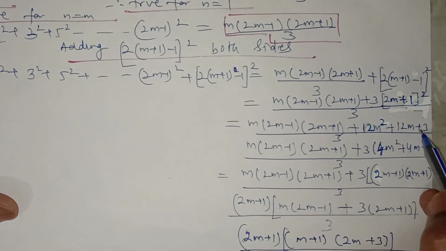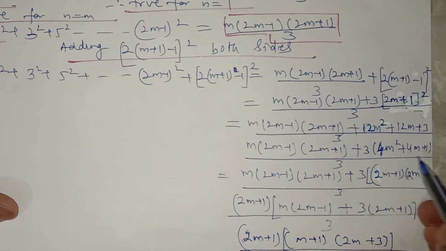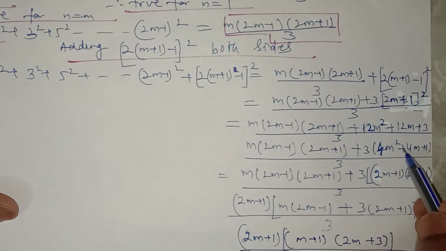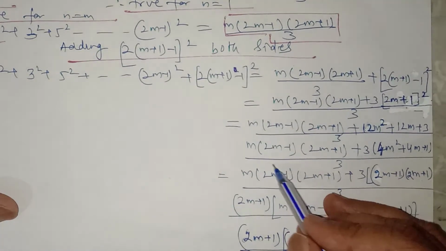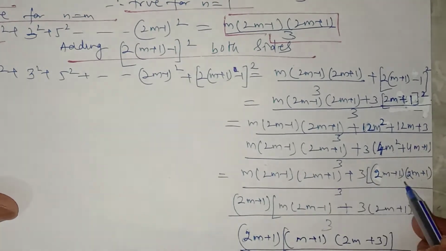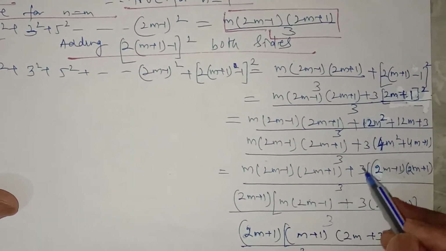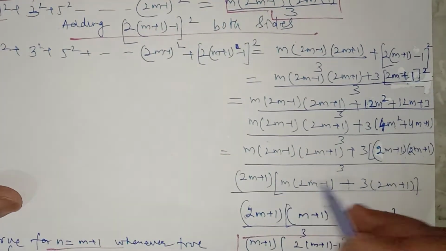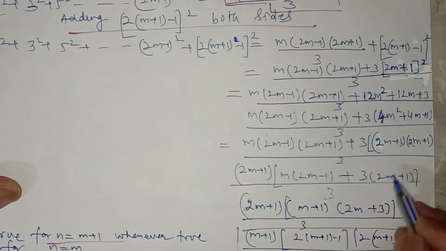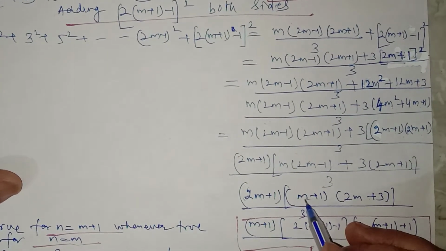We are getting this, and taking 3 common, it is equal to this, and the factor of this will be 2m plus 1, because 2m plus 1 whole square will be there. You can take 2m plus 1 common in these two terms. Common here, so m, 2m minus 1 will be here, 3, 2m plus 1 will be here, and if we open this bracket and factorize, you are getting this. Open the second bracket and factorizing, you will get this.